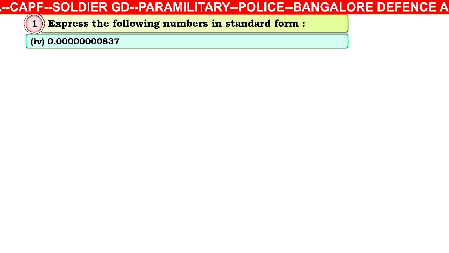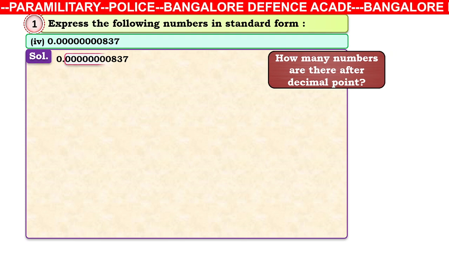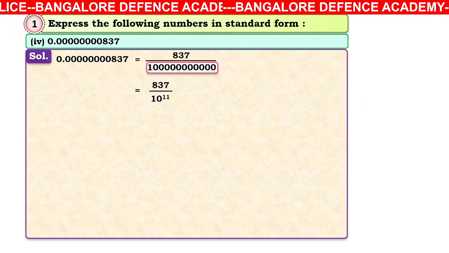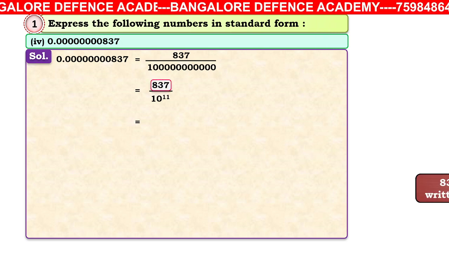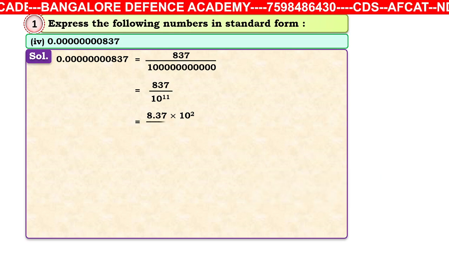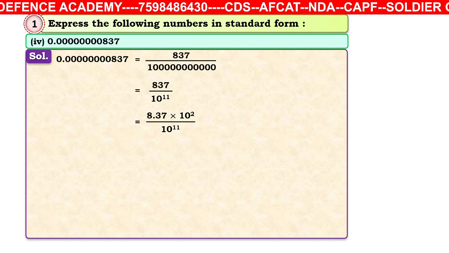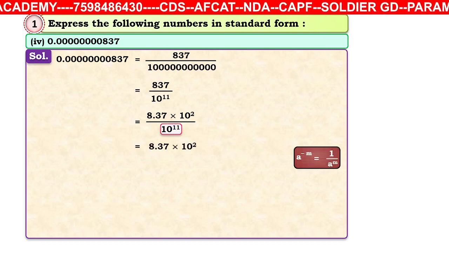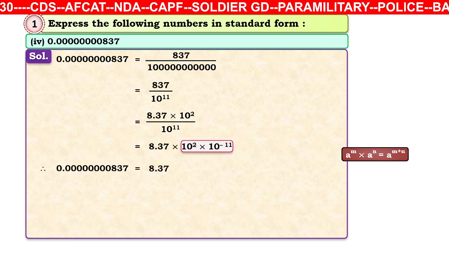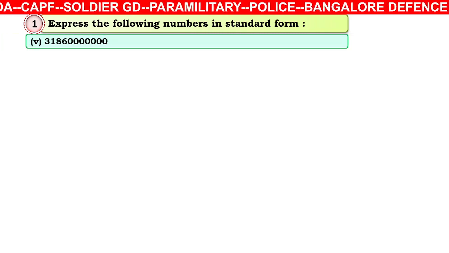Okay, next. Same thing, after the point you have to count how many digits are there, and you can take this as 837 divided by that many number of zeros, and you can take 10 to the power of 11 here now, and now you can write 837 as 8.37 into 10 to the power of 2, correct? Okay, now this 10 to the power of 11 goes to the numerator, it becomes 10 to the power of minus 11. And now using the product rule, you have to subtract. So when you subtract it, it gets 10 to the power of minus 9. Okay. So this is what happens.